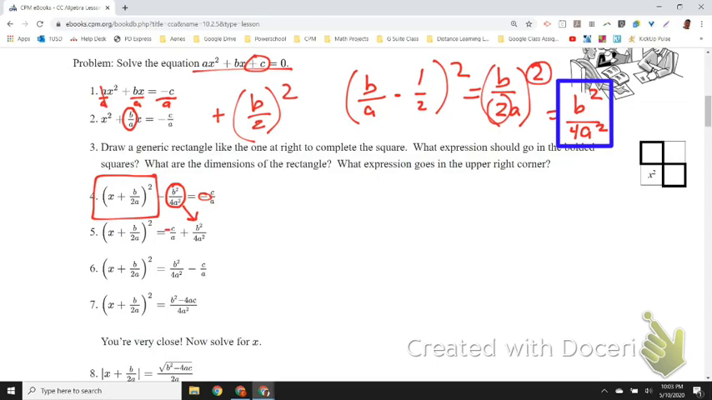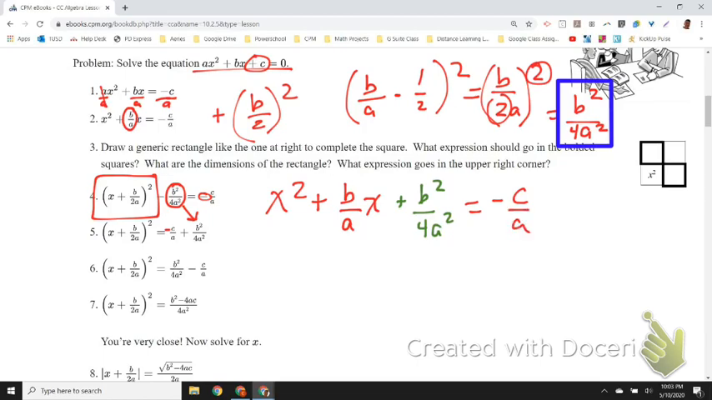Okay? So hopefully all that made sense so far. We're just completing this square. And when we complete this square, we technically get x squared plus b over a x, and then, let me change the color here, plus b squared over 4a squared equals negative c over a.